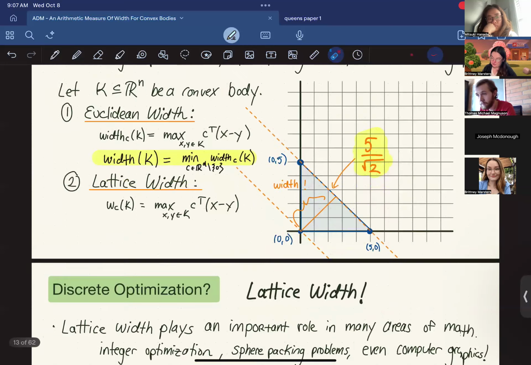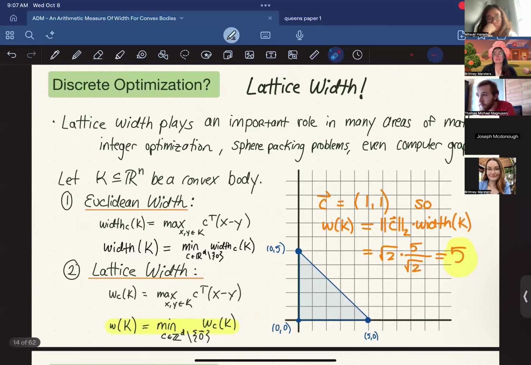But as I was hinting at, lattice width is very similar. The Euclidean width was obtained in this direction here, which had a normal vector of (1, 1).